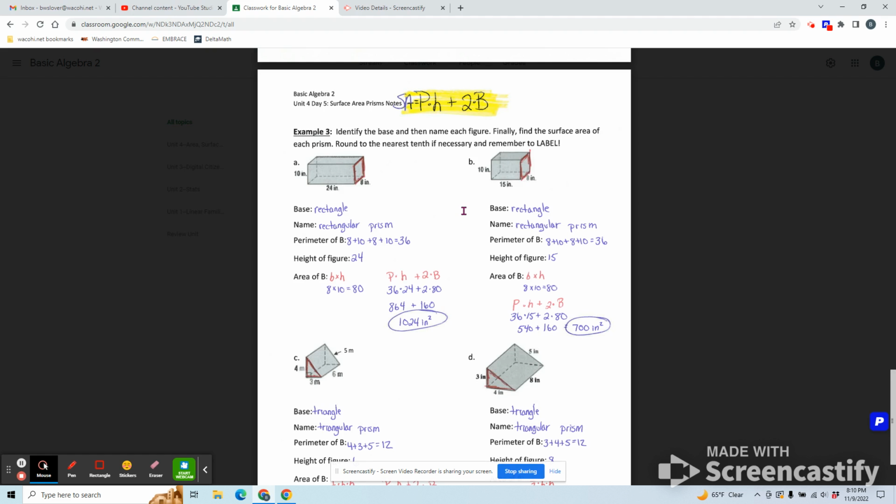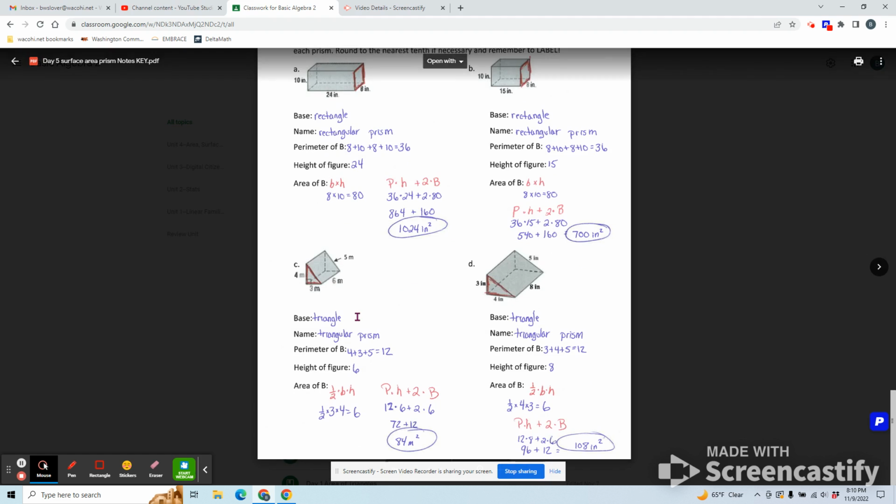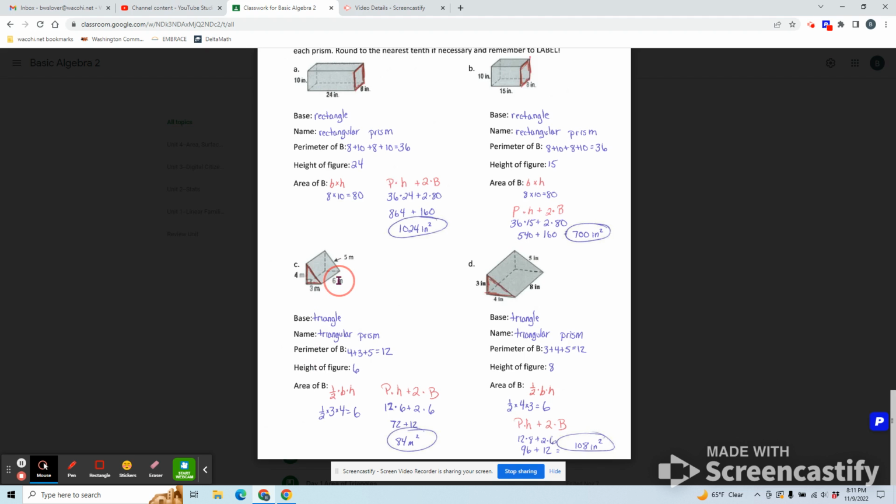Letter B is very similar. So I want to look at letter C because now I'm switching. This time my base is a triangle. So based off of that, I'm going to name it as a triangular prism. The perimeter of my base, since my base is a triangle, I'll have three numbers that I'm adding up. 3, 4, and then 5. Just like in example A, my opposite bases were parallel and congruent. Same thing here. This front triangle and the back triangle are congruent. So because that's a 5, that's a 5. The height of the figure, 6 meters.